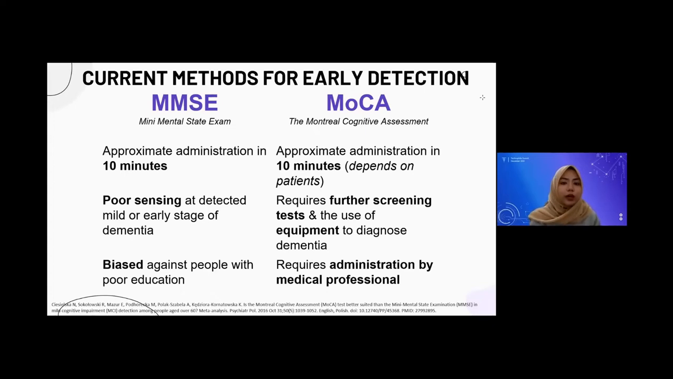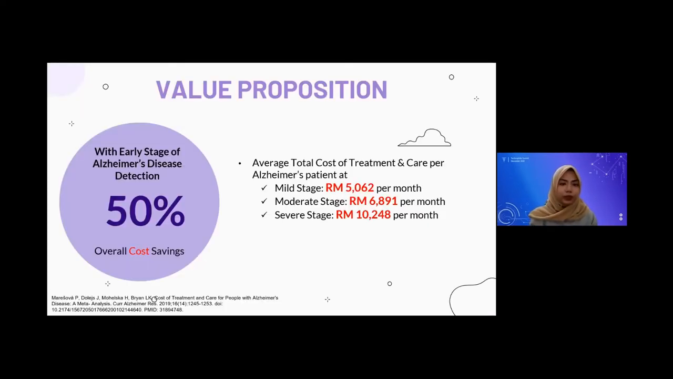Next slide. For early detection, we have MMSE, which is the Mini Mental State Exam, and MoCA, the Montreal Cognitive Assessment. But these methods are not sensitive enough at early stages of dementia and require other equipment. All Alzheimer's patients have different types of treatment and care costs. Therefore, Alzheimer at UM is a solution to lower the burden of the caregiver by 50%.